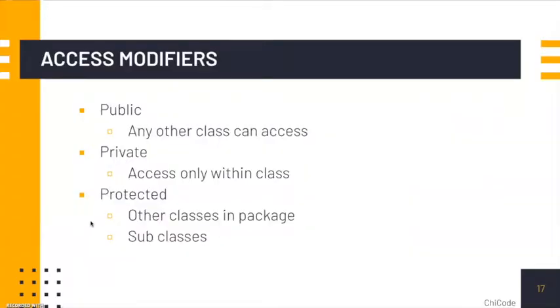Now, talking about access modifiers, there are a few modifiers that we should be aware of. Public, which any person in any other class with any user can access. Private, which only the same class can access. And protected, which other classes or files in the same package are able to access, as well as subclasses.